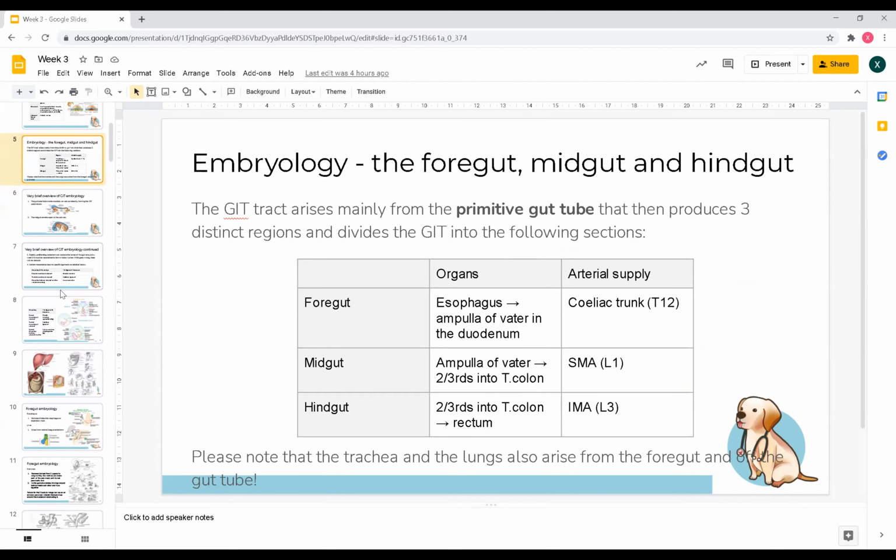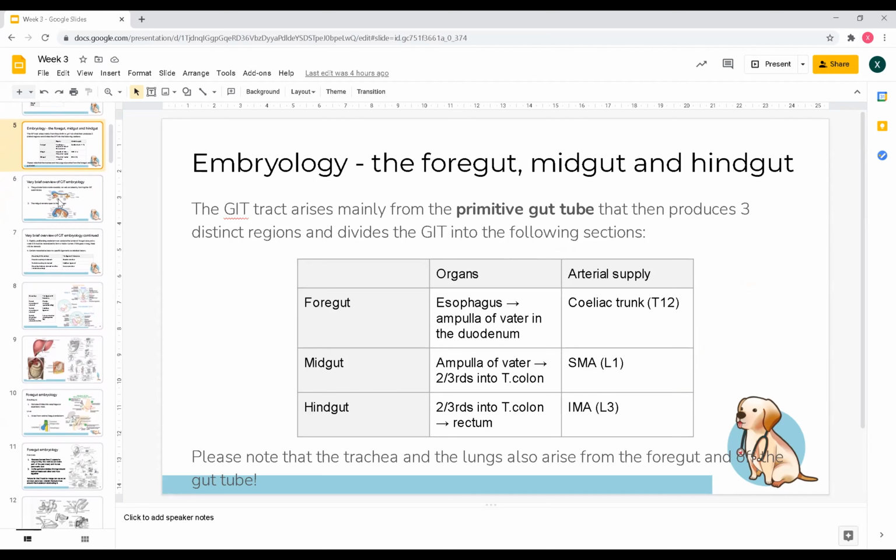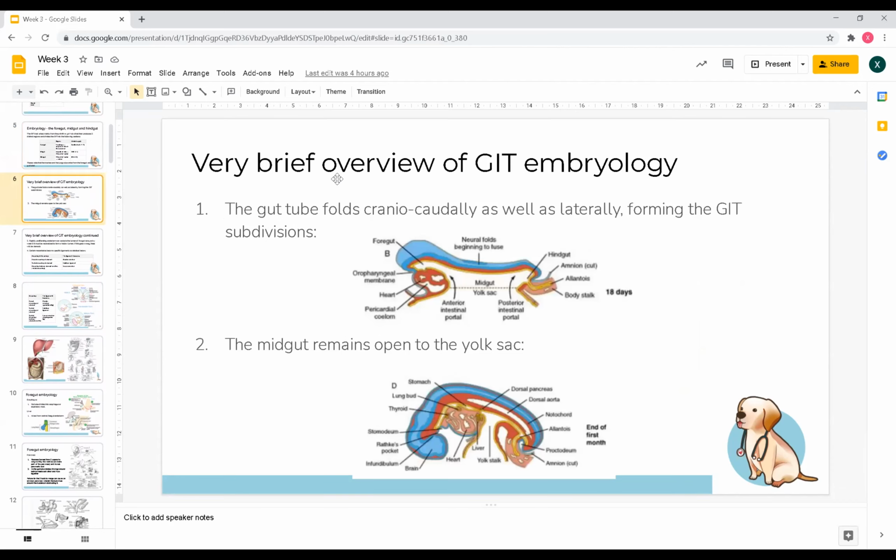With the GIT, even in the adult human, you can think of the GIT as essentially one really long tube, and you're sort of like a donut. You have a little hole in the middle. And you arise like that with your embryology as well. The GIT tract mainly arises from something we call the primitive gut tube. I'll show you in this next one. You can see that this is the gut tube here. It's just one long gut tube. It doesn't really look like a tube, but I promise it is a tube.